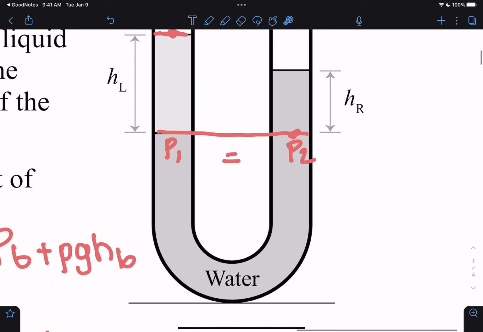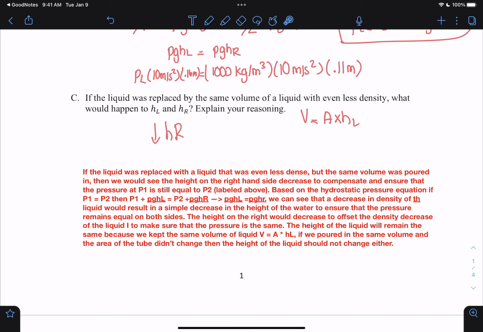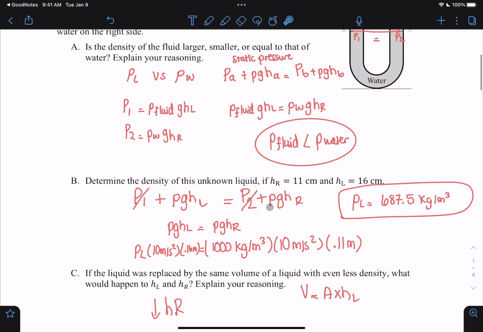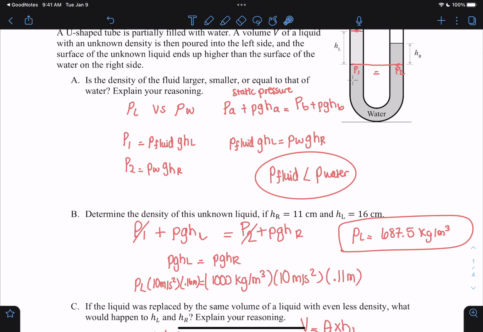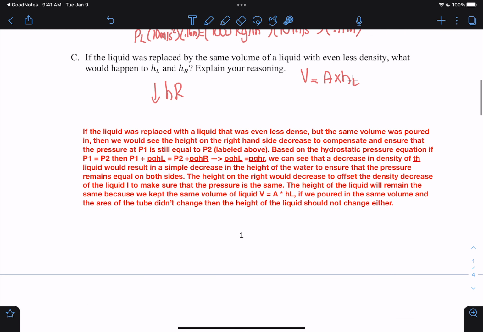Does that make sense? Yeah, and HL stays the same as well. So the height on the left would stay the same, and height on the right would decrease. Sound good? Sound good for everyone else as well? Does that make sense?